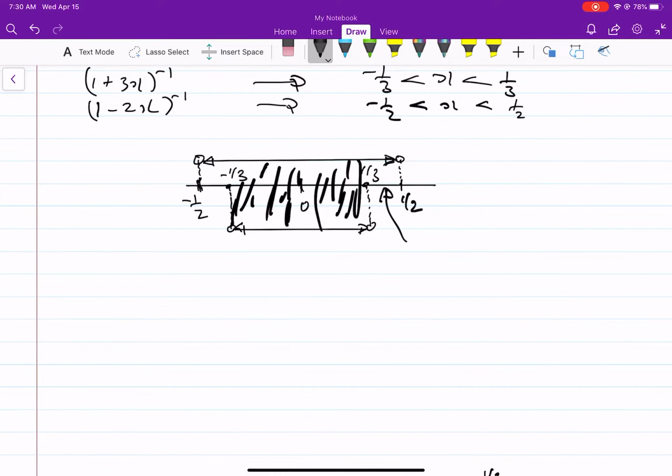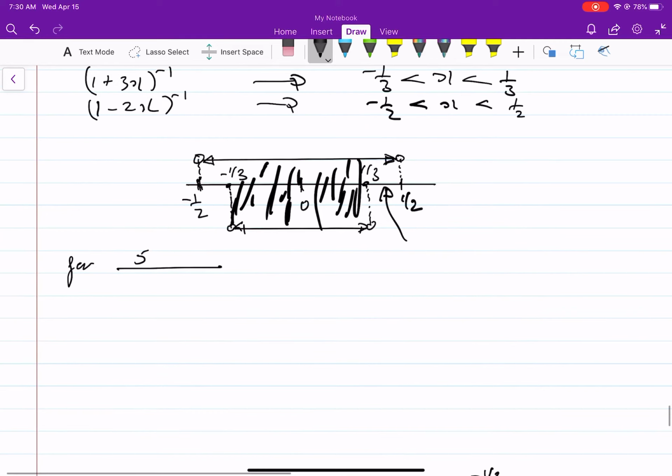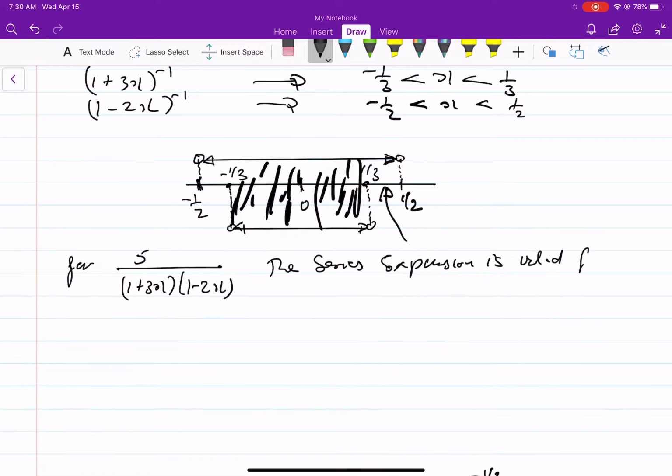So I'll conclude this by saying for 5 upon 1 plus 3x times 1 minus 2x, the series expansion is valid for x between minus a third and a third. It must be the region of overlap.